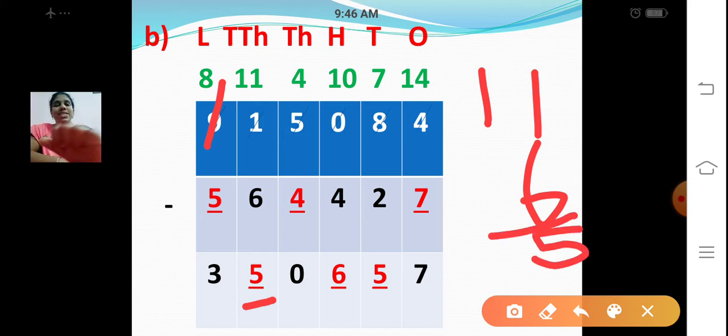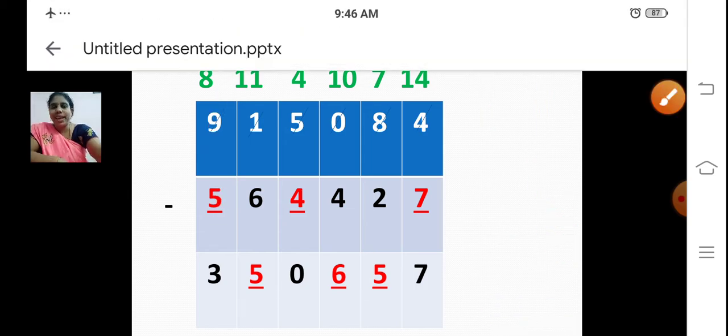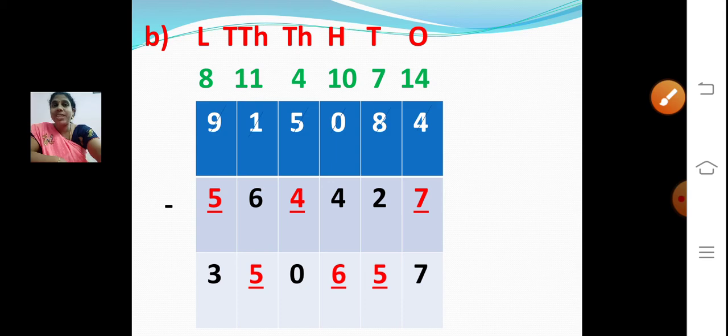Write it down, 5. Now let's subtract the thousands place. So now we are going to find out the subtrahend, right? The minuend is 8 and the difference is 3. How will you find out the subtrahend? You're going to subtract the difference from the minuend. That means 8 minus 3. After 3, 4, 5, 6, 7, 8. So 8 minus 3 is 5. So my subtrahend is 5. Write it down, 5 here.